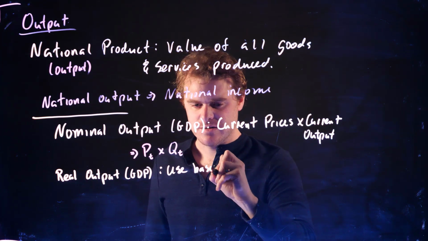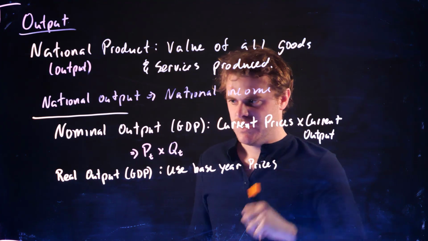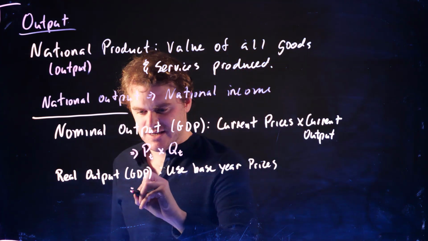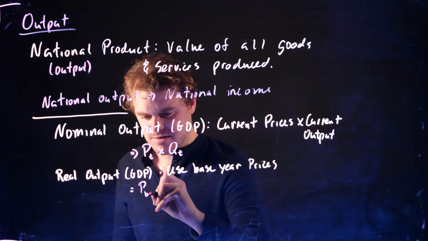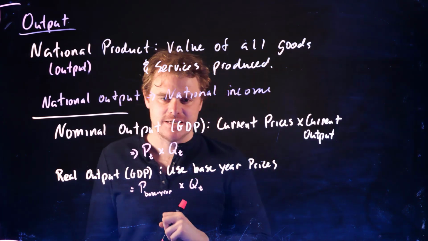Use a base year's prices. So how to calculate this would be the prices in the base year times the quantity at time t.